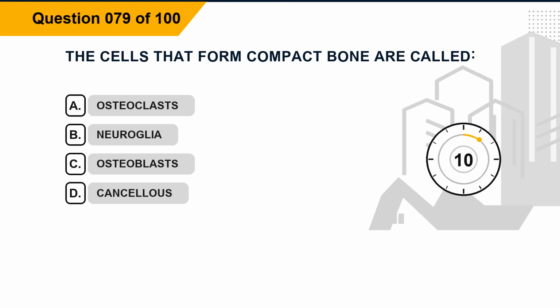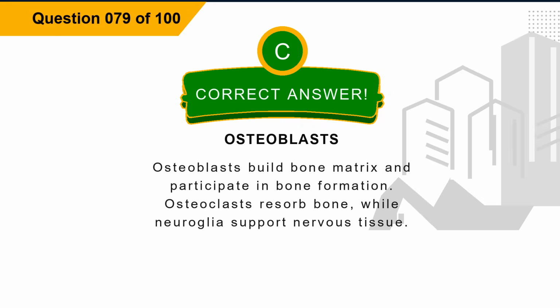Question 79. The cells that form compact bone are called: Option A, osteoclasts. Option B, neuroglia. Option C, osteoblasts. Option D, cancellous. The correct answer is option C, osteoblasts. Explanation: osteoblasts build bone matrix and participate in bone formation. Osteoclasts resorb bone, while neuroglia support nervous tissue.